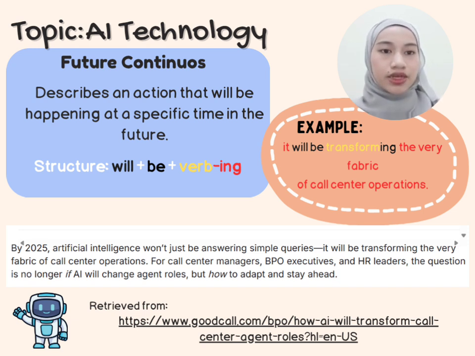For example, by 2025, artificial intelligence won't just be answering simple queries. It will be transforming the very fabric of call center operations. In this example, I detect the future continuous tense in the phrase will be transforming. Here, will is the auxiliary verb, be is the helping verb, and transforming is the main verb in the ing form. This example was retrieved from the website Good Call with the title How AI Will Transform Call Agents Roles in 2025.